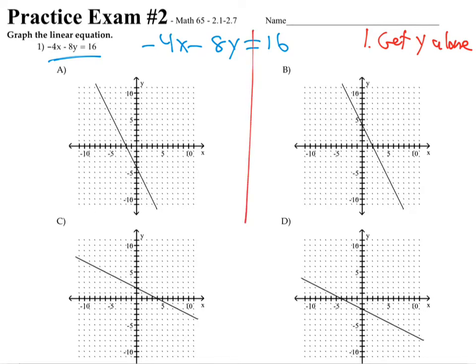All right, so what do we do to get y alone? Y is over here saying, I want to be alone. Send the 4x. Yeah, so add the 4x to both sides. Boom, boom. That cancels out, okay. And then we get minus 8y. Now, what do I do on that right side when I add that 4x?